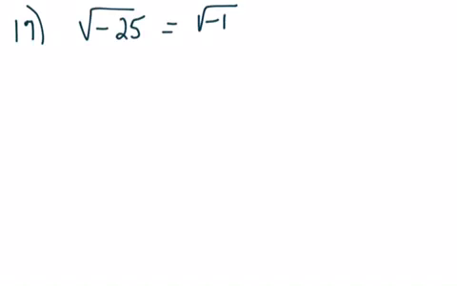Okay. Number 17 is a very similar problem. I'm sorry, there's not a negative in front of that. It's just the square root of -25, which is equal to the square root of -1 times the square root of 25. The square root of 25 is 5. The square root of -1 is i.